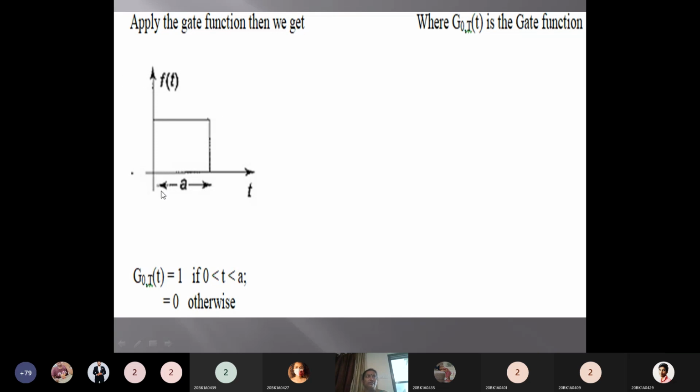This is also a gate function. For example, I have already given a gate function in the previous slide, and this gate function from 0 to a has amplitude 1, and otherwise it's 0. That is the way of defining the mathematical expression for the given gate function. Then how to apply this to the given waveform and evaluate its Laplace transform, just observe here now.